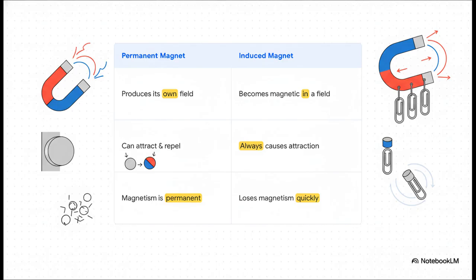But an induced magnet, like a paperclip you pick up with a magnet, is different. It only becomes a magnet while it's in another magnetic field. And here is the absolute key point. Induced magnets only ever attract. Plus, the effect is temporary. Take the paperclip away from the permanent magnet, and poof, its magnetism is pretty much gone.